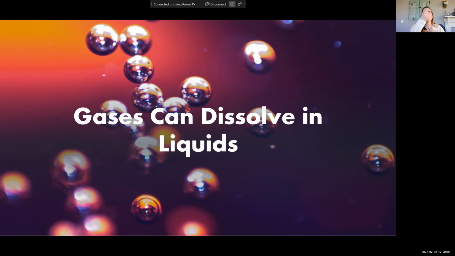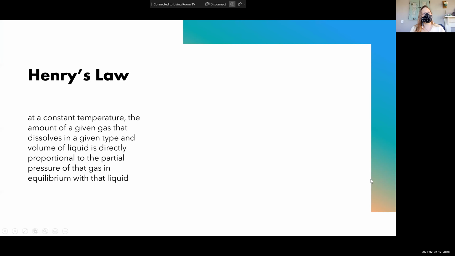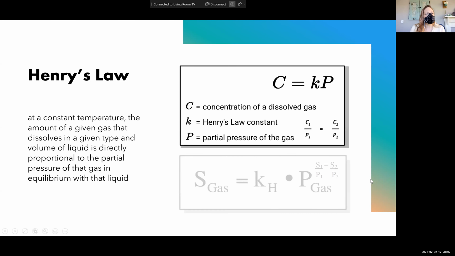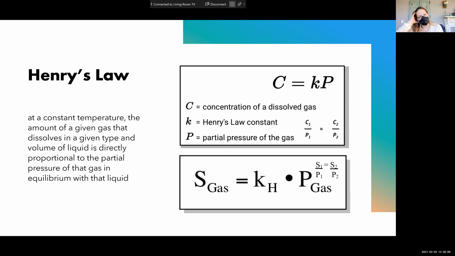All right, now pressure and gas is Henry's law. So this says that at a constant temperature, the amount of a given gas that dissolves in a given type and volume of liquid is directly proportional to the partial pressure of that gas in equilibrium with that liquid. Here's the thing to get out of this. Directly proportional.